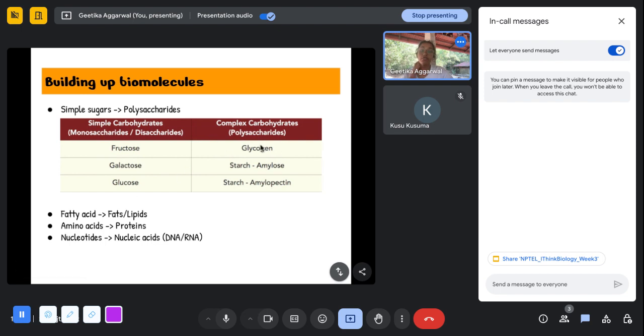called polysaccharides. For example, when multiple fructose molecules come together, they form glycogen. Galactose forms starch or amylose, and glucose forms starch and amylopectin. Fatty acids come together to form fats or lipids. Amino acids are building blocks for proteins, and similarly, nucleotides are building blocks for nucleic acids like DNA and RNA.